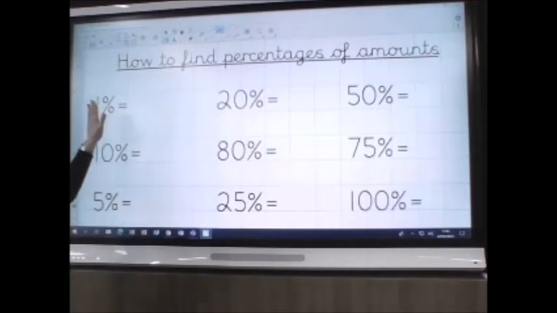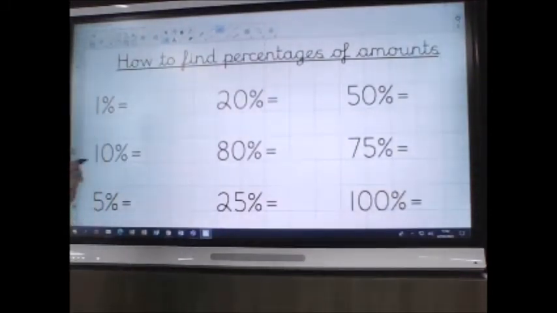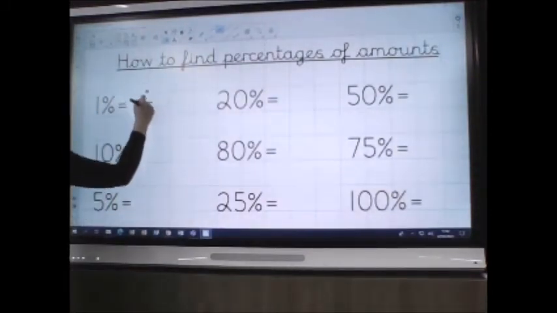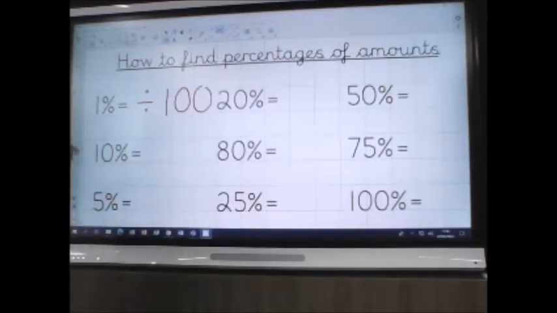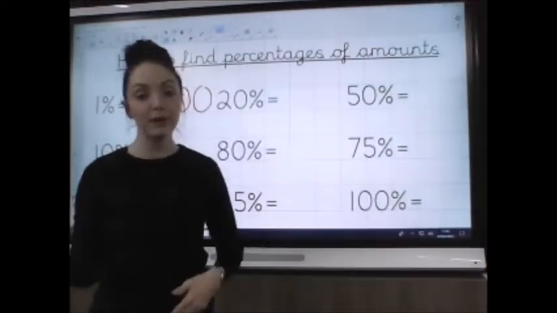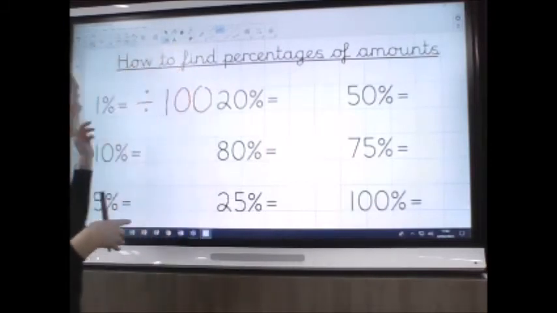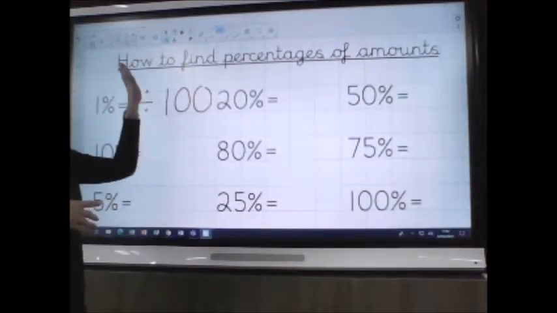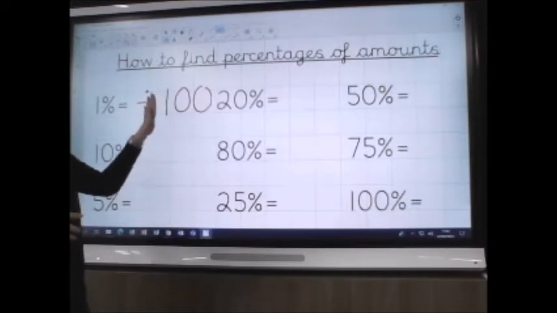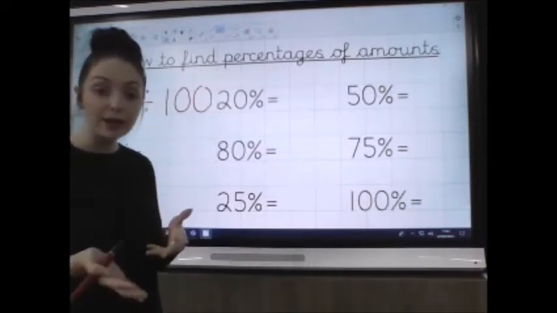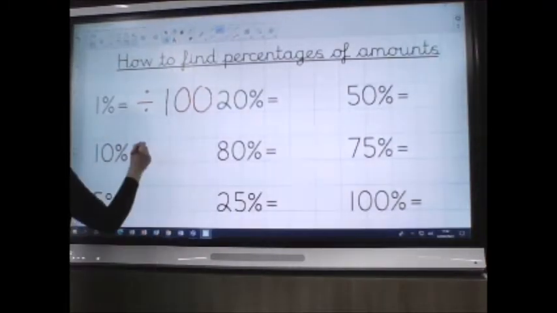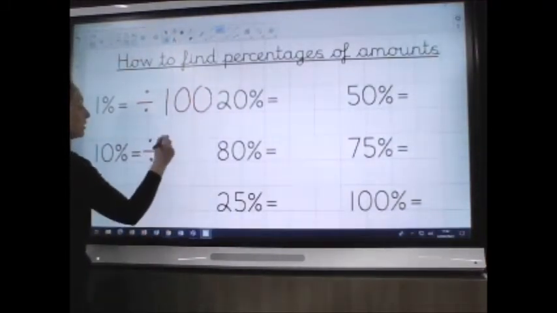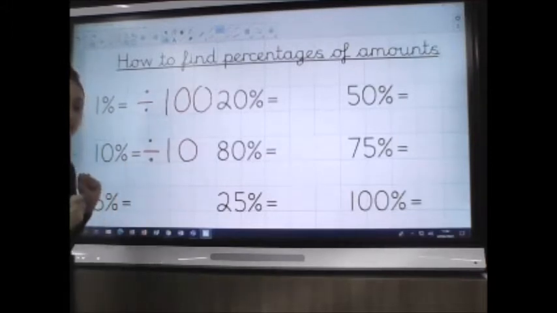So if you're finding 1% of a number, you need to divide it by 100. Okay? You can then use that to help you find 2%, 3%, 4%. Okay, so if you find 1%, divide it by 100. Once you've done that, if you want to find 3%, you times it by 3. Okay, for finding 10%, then we know we do this one quite often. We divide it by 10, don't we?